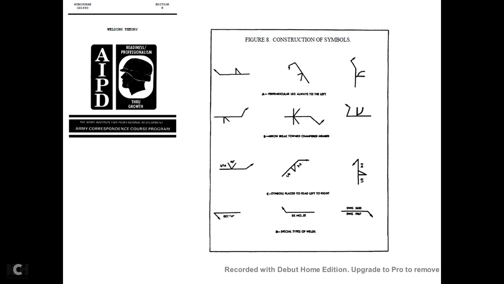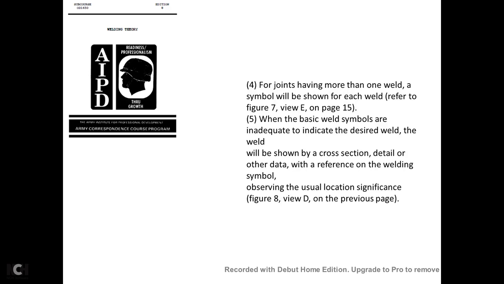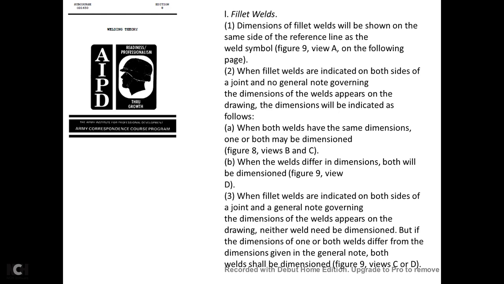Your symbols are placed to the right, left to right, and the special types of welds. For joints that have more than one weld, symbols will be shown for each of the welds. When the basic weld symbols are indicated, the desired weld will be shown in cross-section detail. Other data, the reference for the welding symbol, observing the usual location and significance.